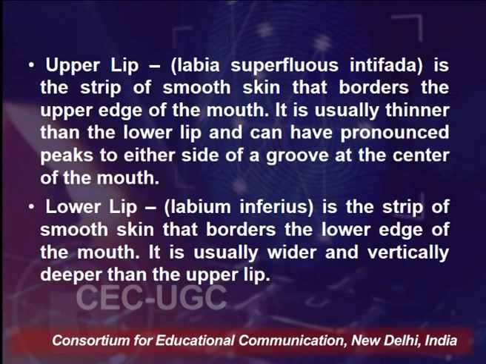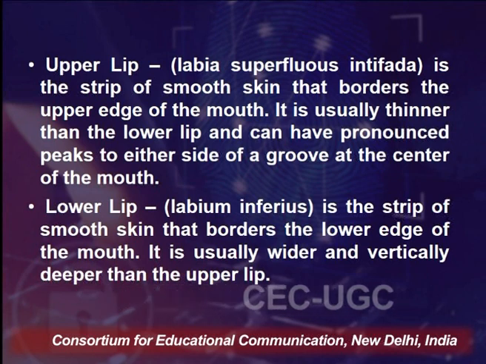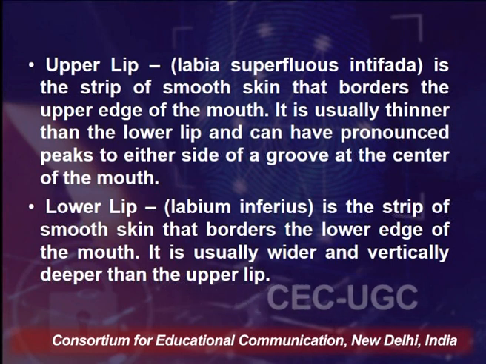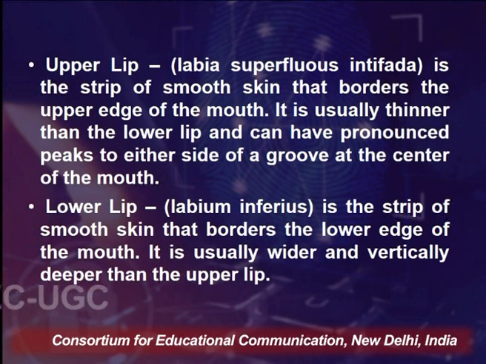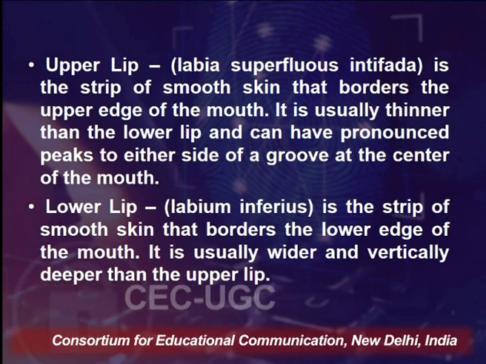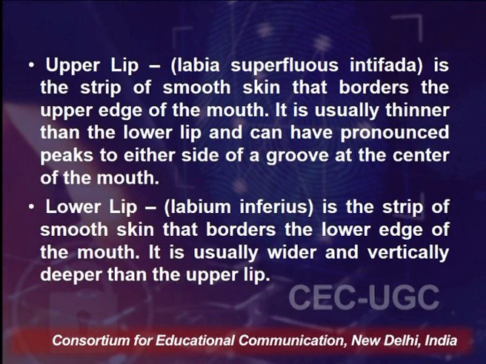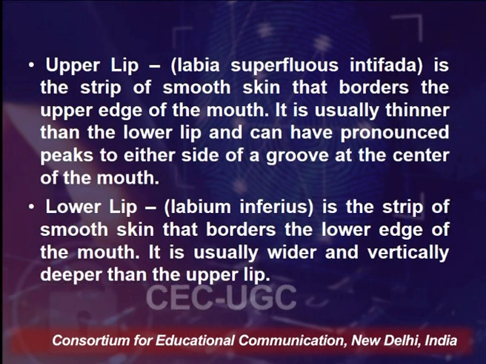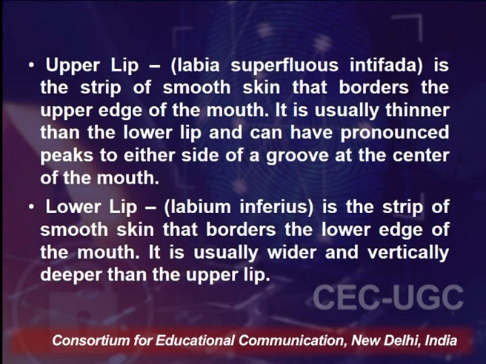The upper lip, in scientific language, is called labium superius. It is the strip of smooth skin that borders the upper edge of the mouth. It is usually thinner than the lower lip and can have pronounced peaks to either side of a groove at the center of the mouth. The lower lip, known as labium inferius, is the strip of smooth skin that borders the lower edge of the mouth, and it is usually wider and vertically deeper than the upper lip.